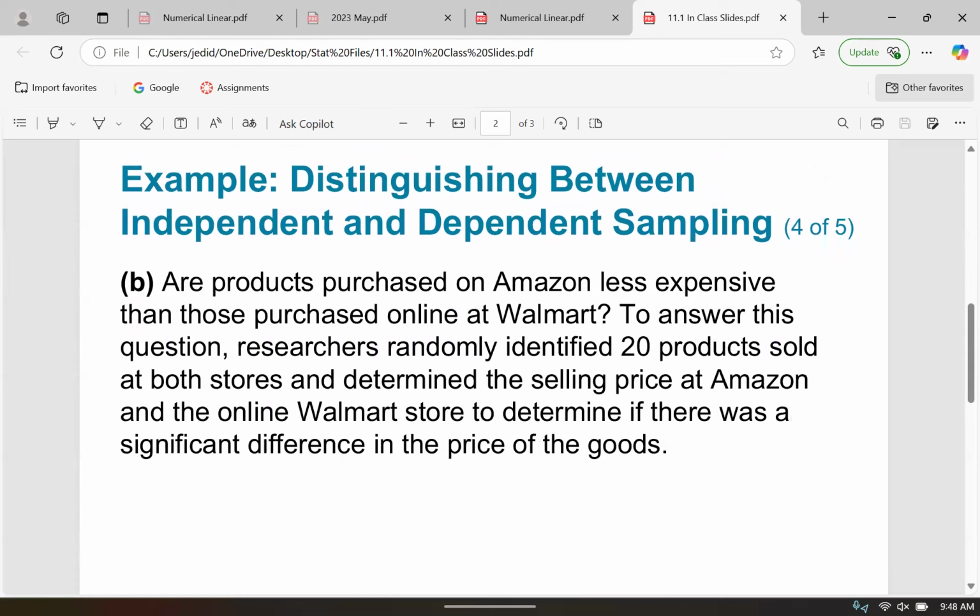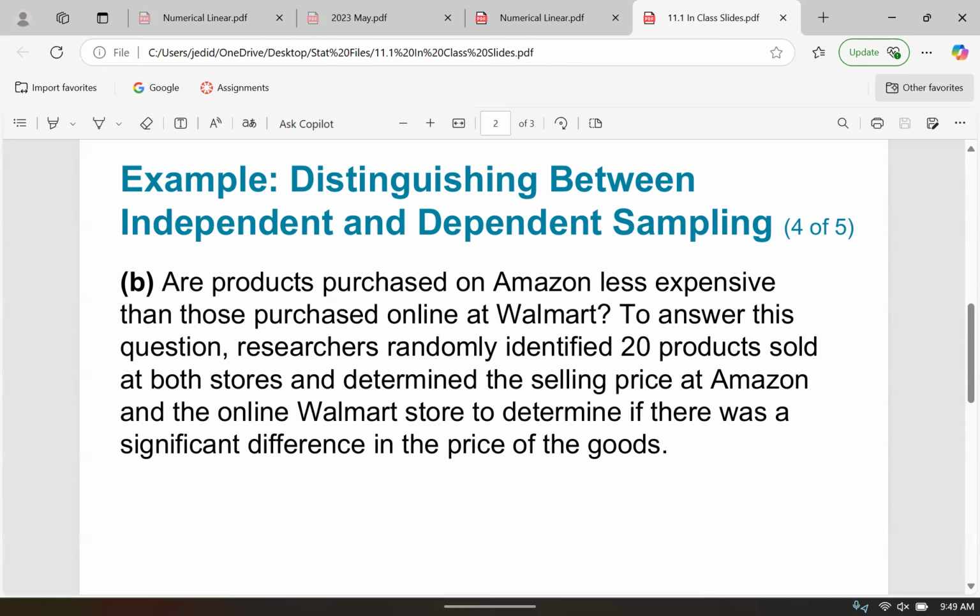All righty. So we already know this is going to be dependent, but let's see why. Are products purchased on Amazon less expensive than those purchased online at Walmart? I can tell you no, as I've shopped both this weekend. Some things were more expensive for one, some things were more expensive for the other. To answer this question, researchers randomly identified 20 products sold at both stores and determined the selling price. So would this be dependent or independent? Oh, we already know it's going to be dependent.